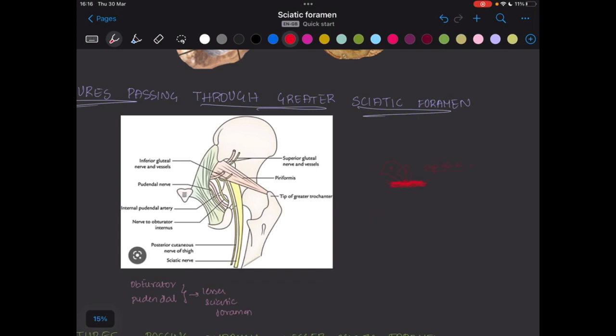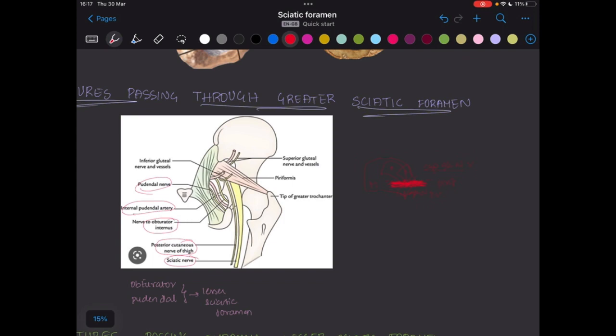And here is the piriformis. And below the piriformis, you can see the inferior gluteal nerve, which is supplying the maximus. This is the maximus, right? So after that, you also have the inferior gluteal nerve and vessels. And then you have the pudendal nerve, internal pudendal artery, nerve to obturator internus, posterior cutaneous nerve of thigh, and sciatic nerve. Okay, so the trick to remember all this is to imagine the gluteal region.